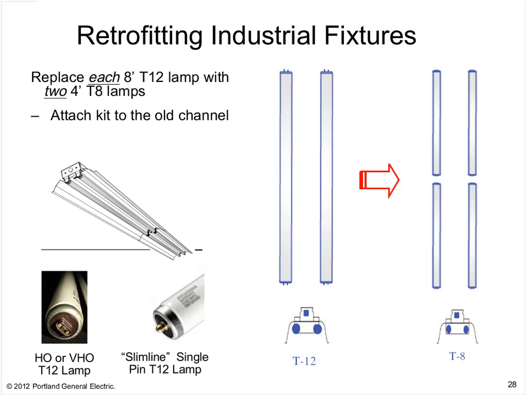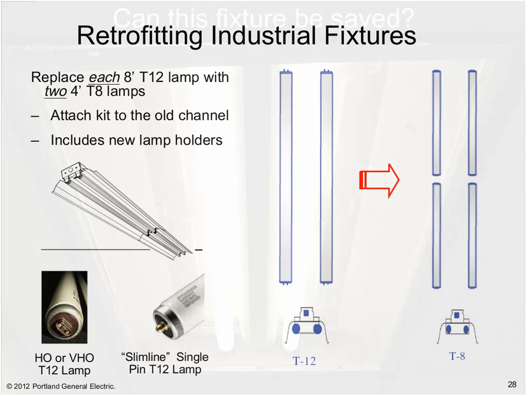So what you want to do is you have a kit, you attach it to an old channel, maybe you have a reflector on it as well, and you're going to have new lamp holders. So it's going to make that fixture look just like new. However, sometimes it's going to make sense to install an entirely new fixture, especially if you're way up in the air on a lift. That can be a little challenging sometimes.